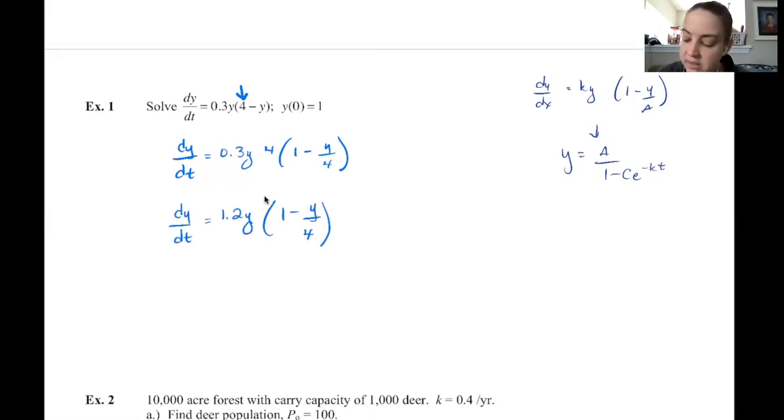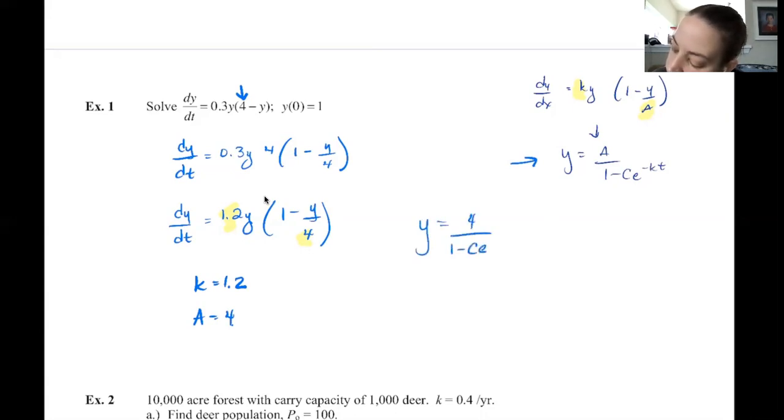Now, let's take note as to what's what. Your k is the value in front of the y, so k equals 1.2. And your a is what's underneath the y, so your a is equal to 4. Now, we take those pieces and put them into the solved general solution. So y is equal to 4 over 1 minus c e to the negative 1.2 t. So there's my general solution.